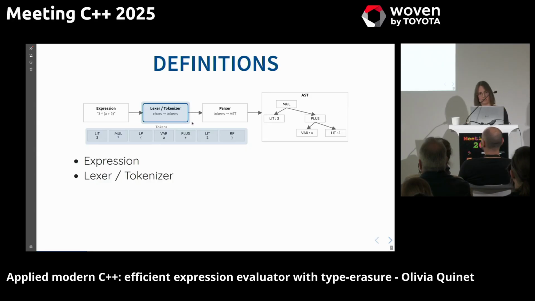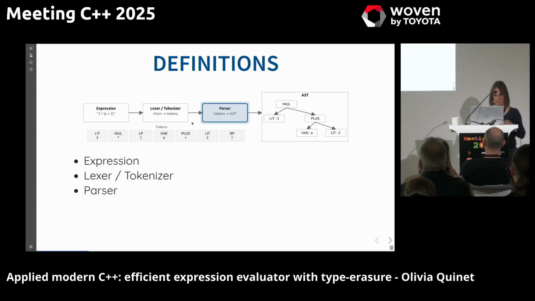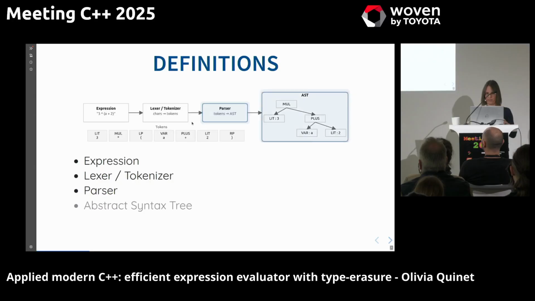And this vector of tokens is then passed to the parser, which creates the abstract syntax tree. At the root node will be the mul, with the literal on the left-hand side, and on the right-hand side, the plus, with, again, the variable on the left-hand side and the literal 2 on the right-hand side.